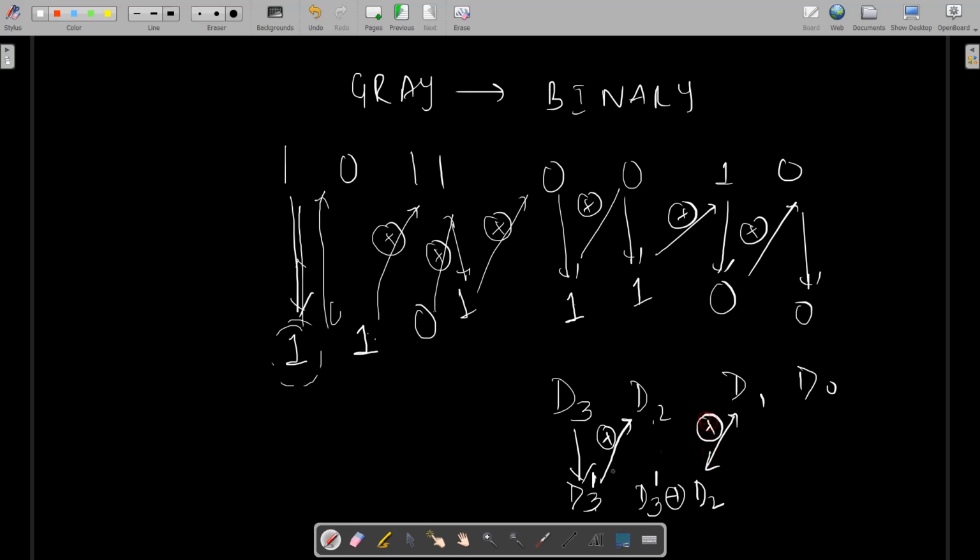Now to XOR this, D3 and D3 dash are the same. What will be the resultant output? That will be D3 XOR D2 XOR D1, and finally the output will be D3 XOR D2 XOR D1 XOR D0. So this is the final case for a given binary number. This is the process of how we convert gray code into binary. Thank you.